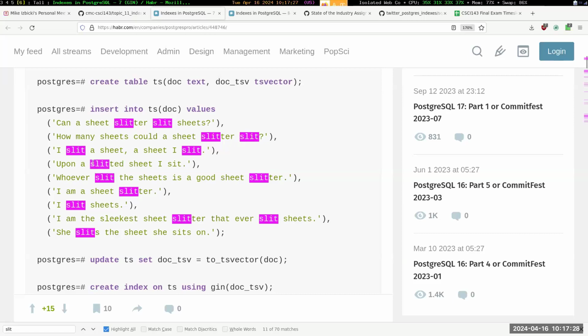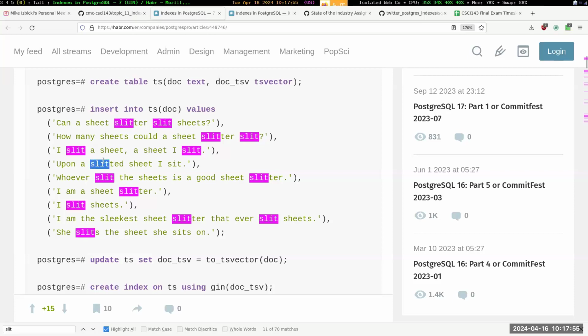So here we have slitted. The question is, where is this row going? Is it going into slitter or into slit? The answer is a two-part answer. The first part is that for the purposes of, say, the final exam or even the homework problems, you're not going to need to know anything about the linguistic aspect of why this might get stemmed one way versus another way.